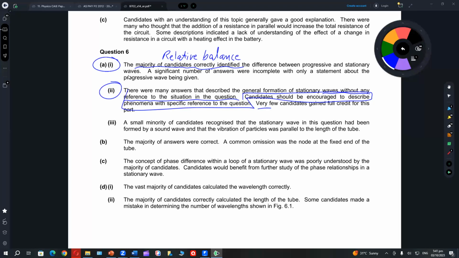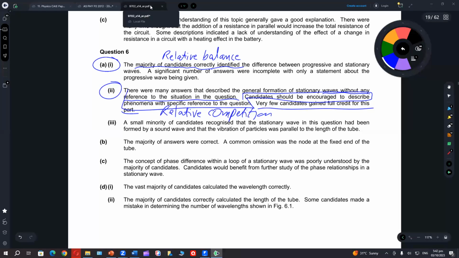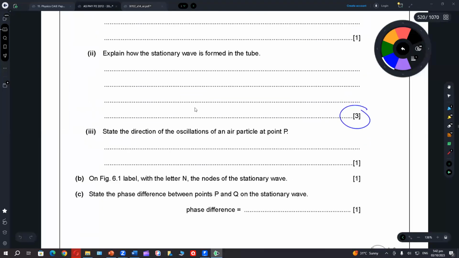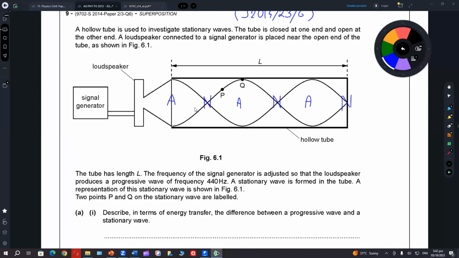Now, what is the meaning of this last sentence? It is a relative competition part. It means if you perform well here, you will be highly rated. The examiner will be impressed. The previous part was done by everyone, and here everyone is not giving the right answer. So I have shown you very important things, and I have said that you should try to engage the question. Definitely, it's a 3-mark question, and when it is a 3-mark question, 3 ideas should be there. Let's see what the question says.